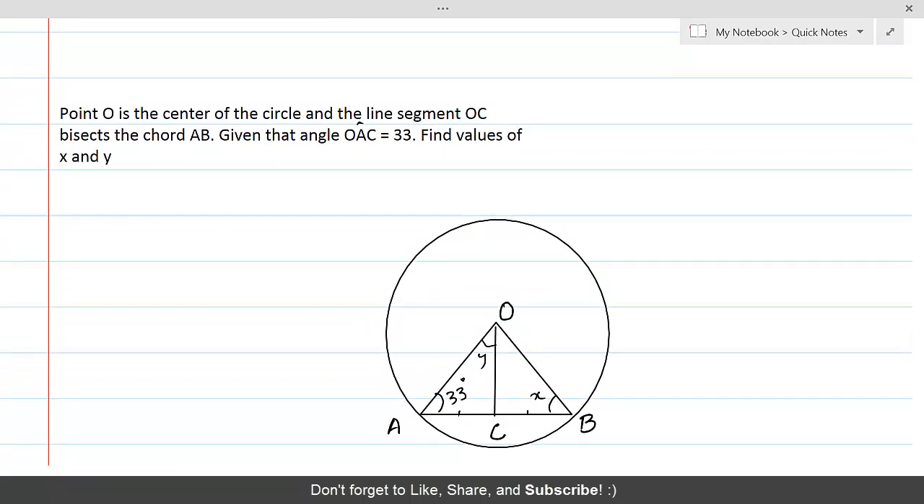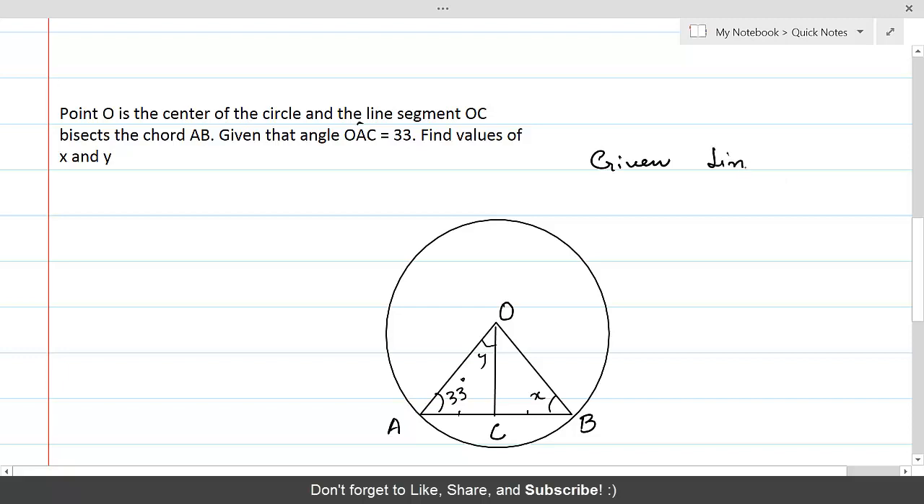Here it is given that point O is the center of the circle, and the line segment OC bisects the chord AB. So C is the middle point between A and B, means AC is equal to CB. So whatever is given here is that point O is the center of the circle and the line OC, means that the line OC contains the center of the circle.